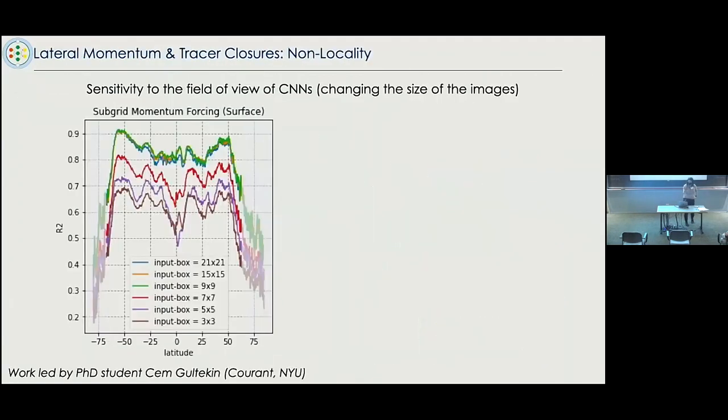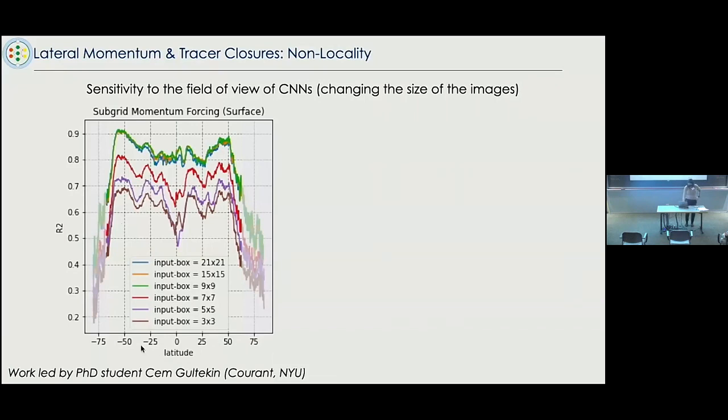Okay, so actually back to the field of view. We've been using a CNN and we're giving a bunch of images to the neural network, right? And we're giving a spatial scale. So now we're asking ourselves, okay, we know turbulence is non-local, so we assume it would need some information from the points across. The question is, how far do you need to go? How much information do you want?